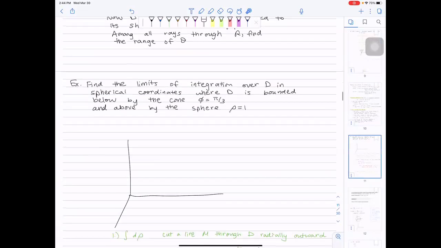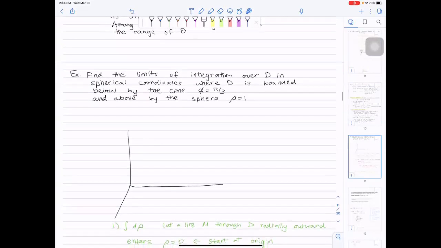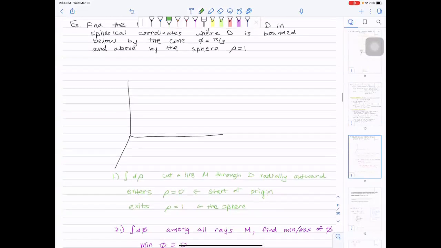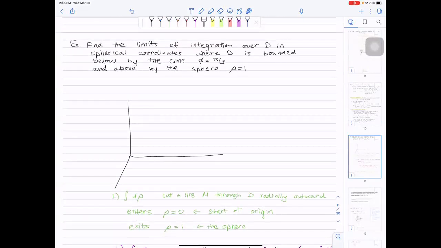Okay, so what should my rho bounds be? What do people think? Rho goes from 0 to 1 because you're drawing a line in the increasing rho direction. You enter at the origin, that's rho equals 0. You exit at the sphere, and the sphere is rho equals 1. So rho goes from 0 to 1.